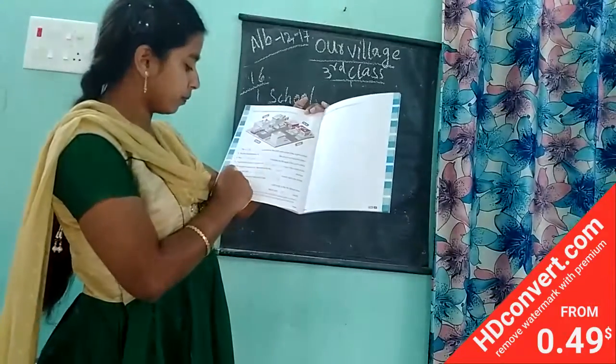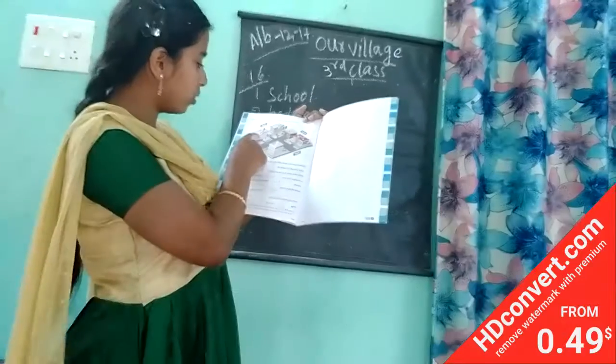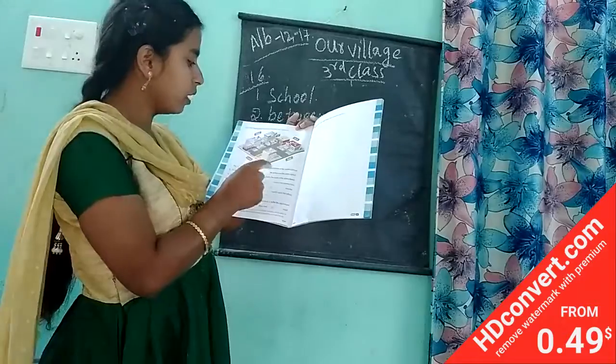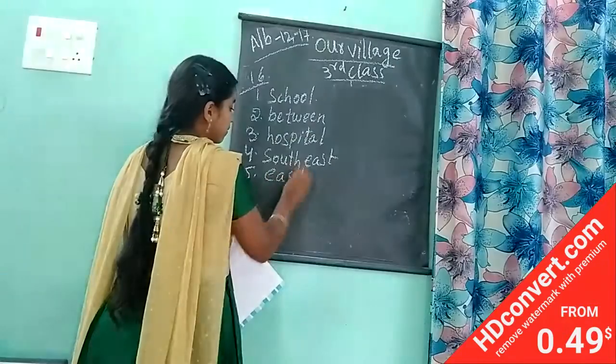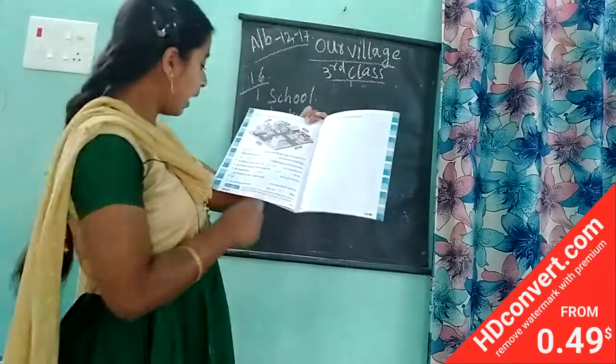The MG road. See children. The hospital is facing MG road. The hospital is facing MG road towards the dash direction. Which direction? Towards this east direction. Towards the east direction. And sixth one.